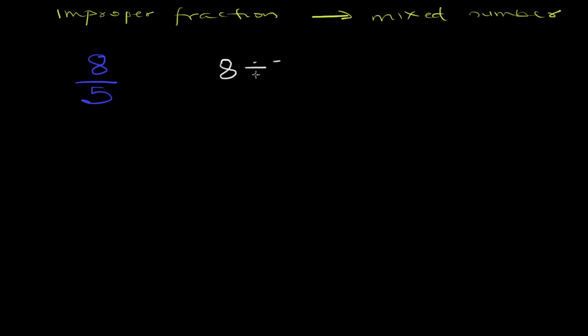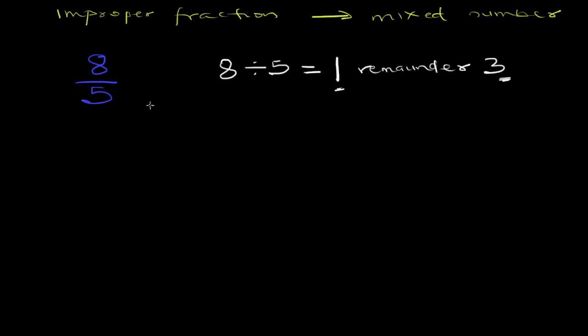Let me write this well. We're going to divide the numerator by the denominator. So what is 8 divided by 5? How many times can 5 go into 8? 5 can go into 8 once. All right. 8 divided by 5 gives us 1. What remainder does it leave? It leaves a remainder of 3. 5 goes into 8 once with a remainder of 3.